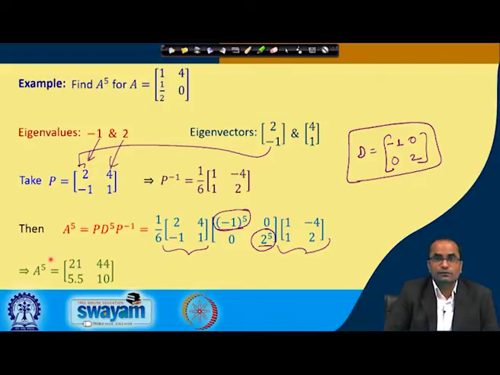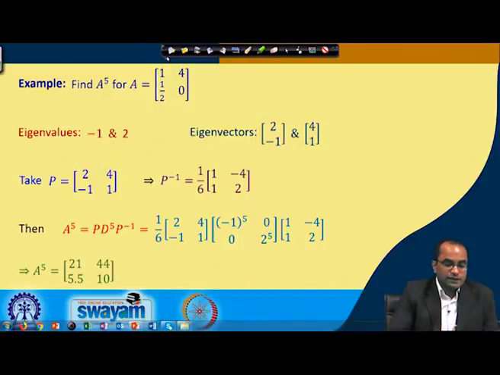So, that is A power 5, but this is usually used when we really want to compute a high power of the matrix A. It is computationally very efficient compared to doing the product of matrices A. So, here was one of the applications where we use eigenvalues, eigenvectors, or in particular this idea of the diagonalization of the matrix.